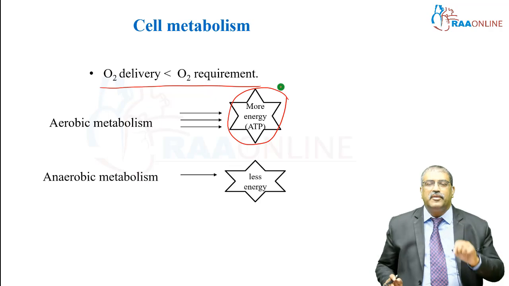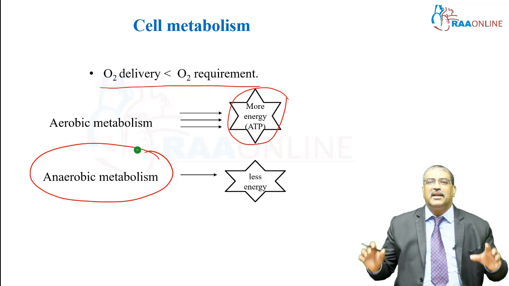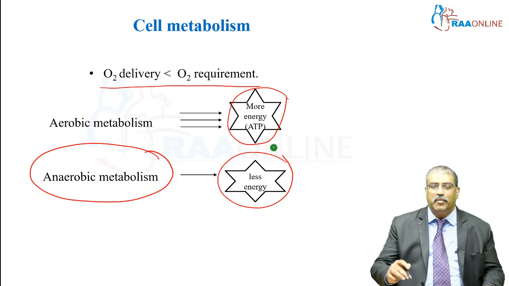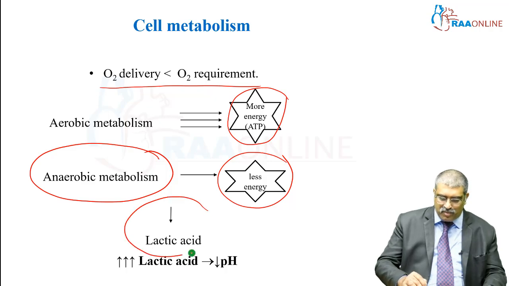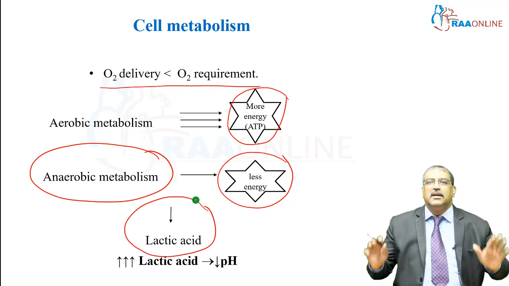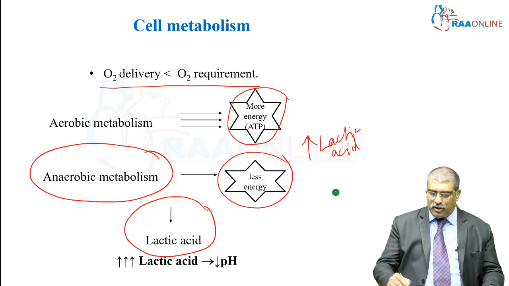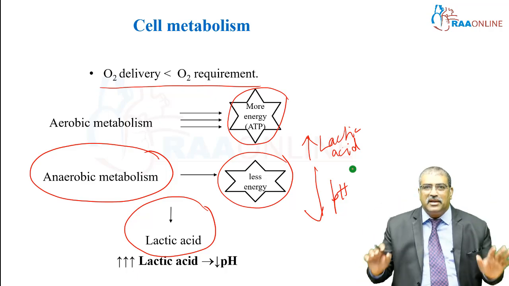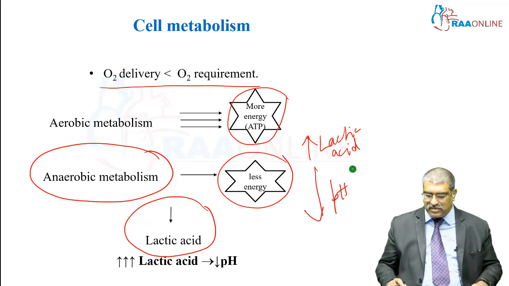But when the oxygen delivery is inadequate, anaerobic metabolism takes place, where the amount of energy delivered by the ATP is very minimal. By doing this, you produce lactic acid. Whenever there is anaerobic metabolism, your lactic acid goes up. As your lactic acid goes up, your pH comes down, acidosis sets in. So, whenever there is a shock, your lactic acid is high and your pH is low, acidosis sets in.